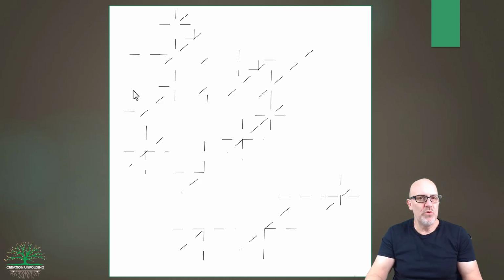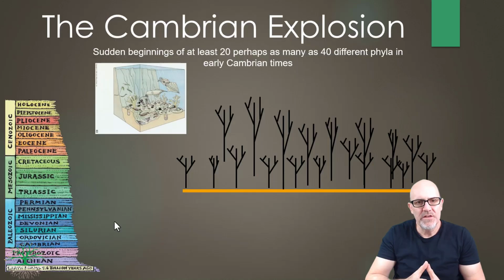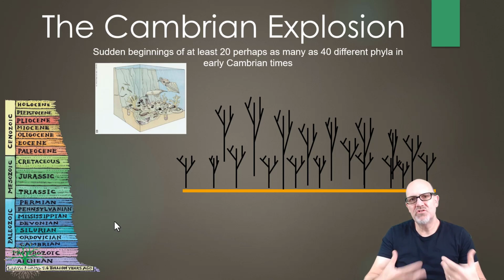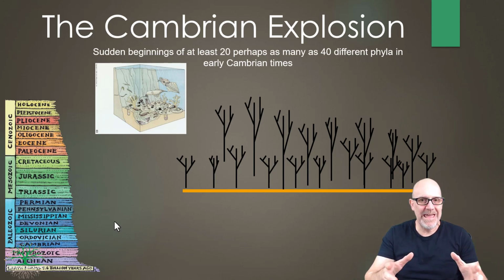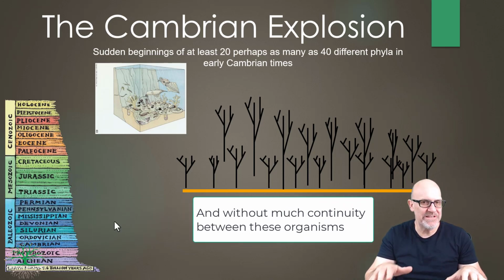So the conceptual morphospace model answers the discontinuity for sure, but it also answers the continuity. So for example, there's the Cambrian explosion, and I'm not going to get into this. You guys are more than likely familiar with that. You have 20, maybe as many as 40 different phyla, which is 40 different body plans that just sort of turn up in the Cambrian without any precursors or transitions.